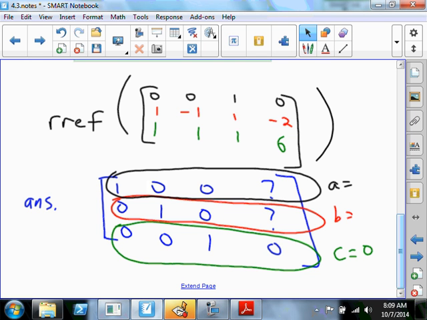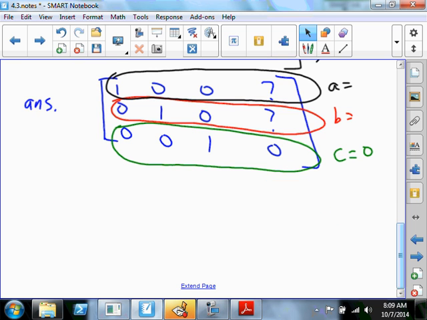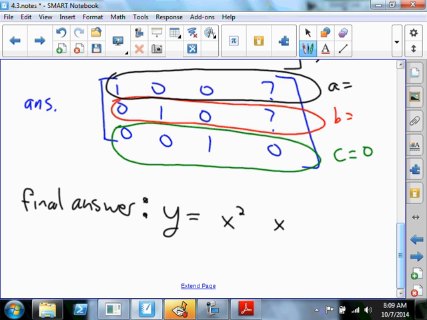Once we get all that, then our final answer is going to be y equals something x squared plus something x, and then the c we know is plus 0, right? So I guess now we just got to reduce row echelon form the matrix. Okay. Wow, that's a lot of work. It's not bad though.